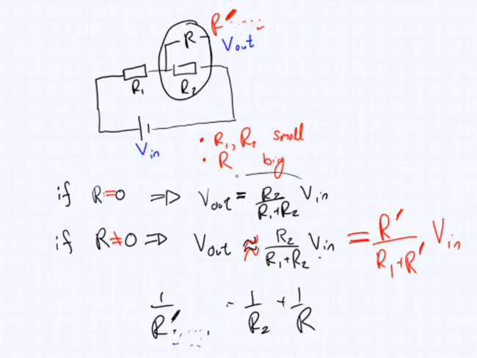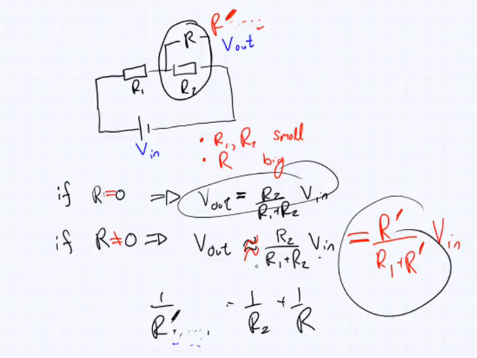Is it 11.1? 0.1 divided by 9. Is that 11.1? Sorry, 0.011, which is 11 milliohms.